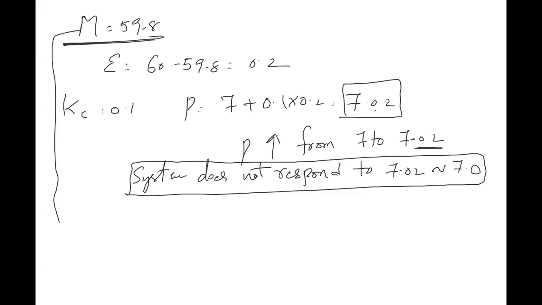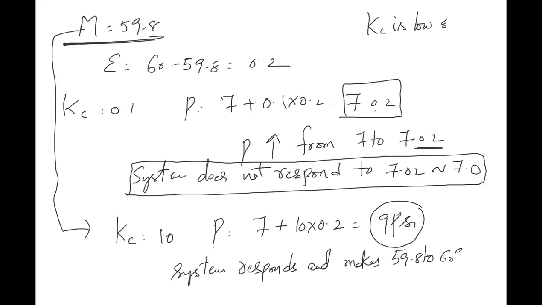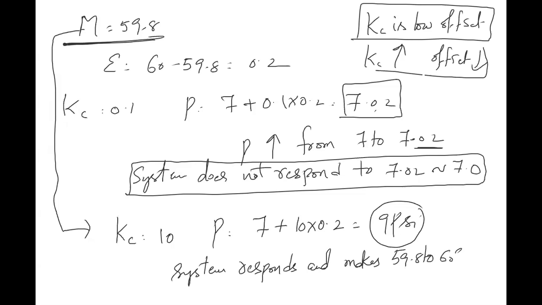Same measurement of 59.8 comes if Kc is equal to, let's say, 10. Then what is my pressure? 7 plus 10 into 0.2, 9 psi. Now does the system respond or not? Now the system responds and moves 59.8 to 60 degrees because you have changed the pressure to 9 psi. That is why when Kc is low, there is a possibility of offset. When Kc is high, offset decreases. So did everybody get it now?